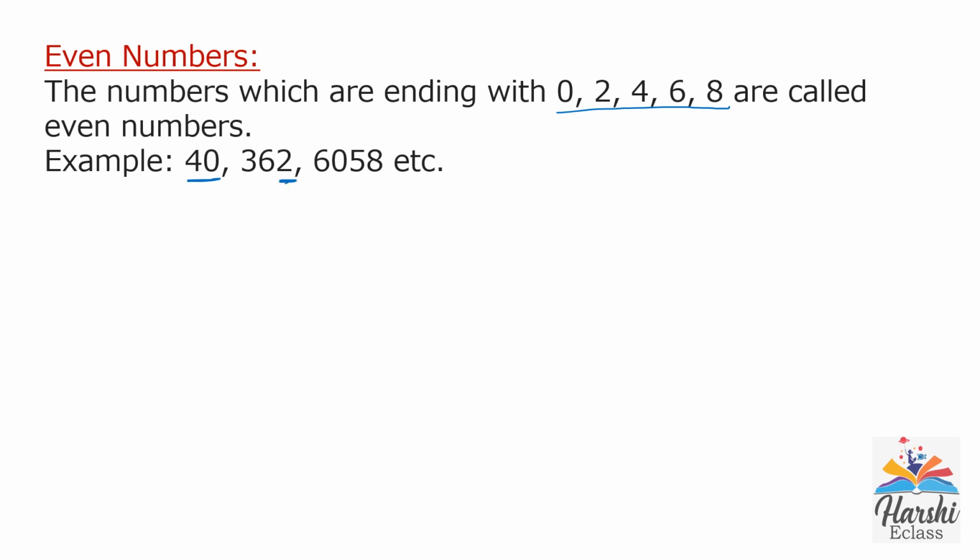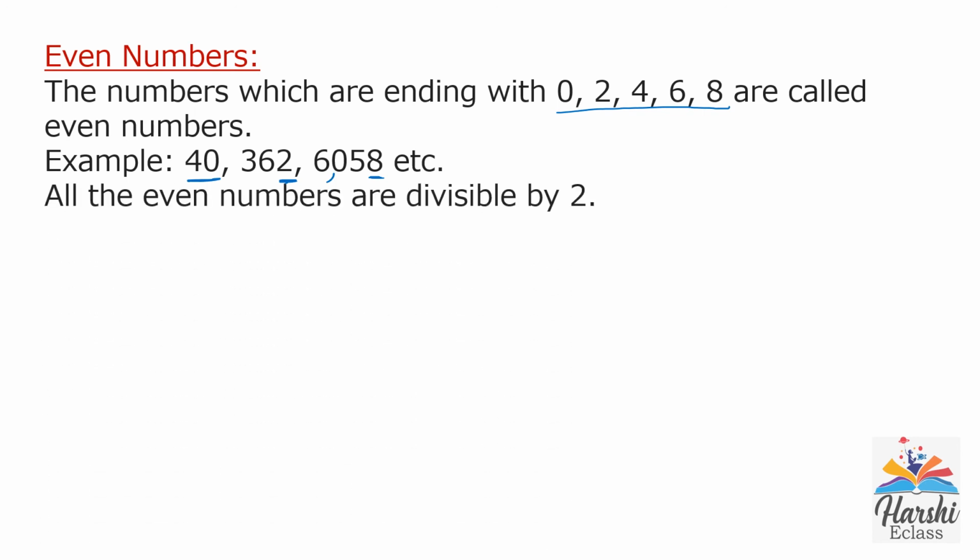362: here 2 is in its ones place. It is an even number. It is completely divisible by 2. 6058 is also ending with an even digit. It is an even number ending with 8. It is completely divisible by 2. All the even numbers are divisible by 2.